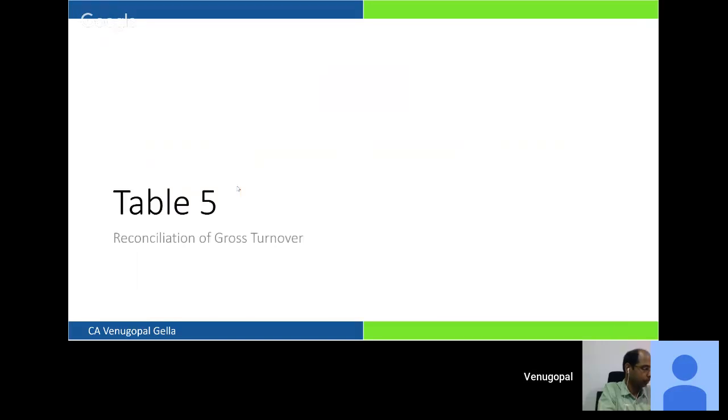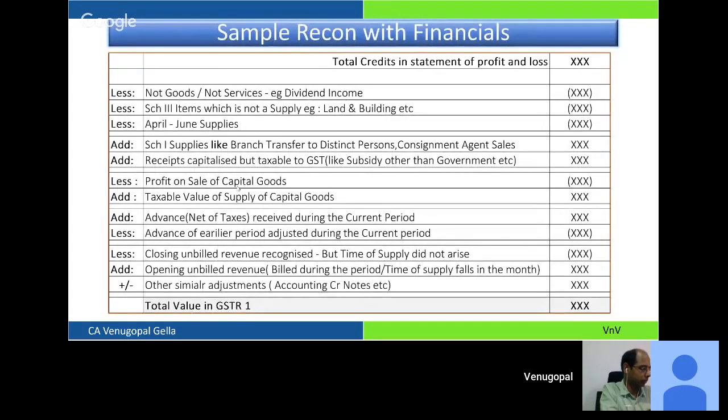Let's understand table 5. If I have to put it in a simple way, I have some turnover in my financial statements, and the turnover which is there in the financial statements might not always be the turnover for the purpose of GST. For example, if I have a no supply, I wouldn't have disclosed it in my GST.